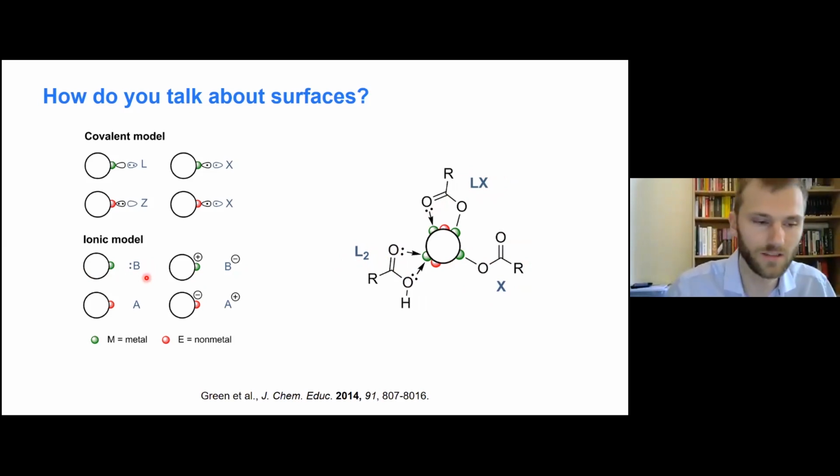Then another model that is often used in organometallic chemistry is just the ionic model, where you separate the ligands and the metal based on oxidation states. And then you have ligands that are Lewis bases, neutral Lewis bases, or charged Lewis bases, or you have neutral Lewis acids or charged Lewis acids. And so both models can be used to talk about surfaces.